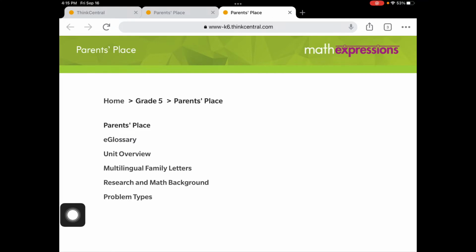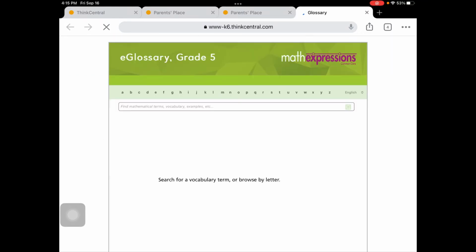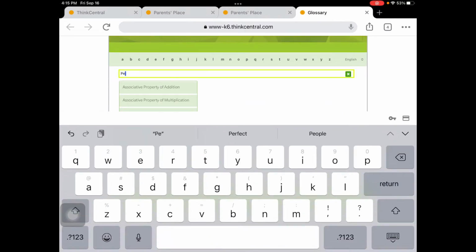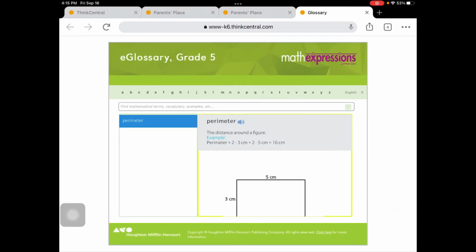First place I want to go to is the Eglossary. I think this is a really handy tool, not just for parents, but also for students. So this is an electronic glossary that can be utilized. If we click in and we want to look at what Perimeter has to offer, what is Perimeter? Let's look what comes up. All right, so it gives us a definition. This little icon right here will allow it to be read to them. And there's also an example of how to find Perimeter. So that's a handy tool for any student as well as parents.